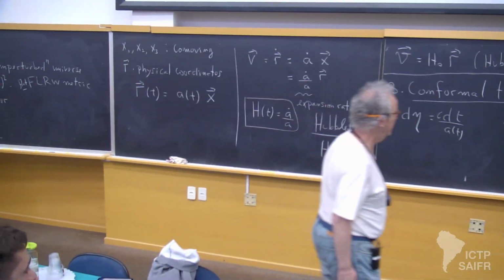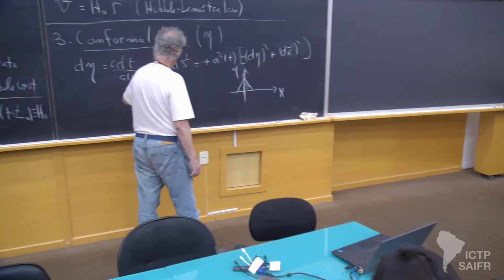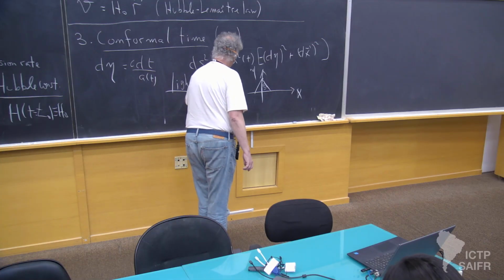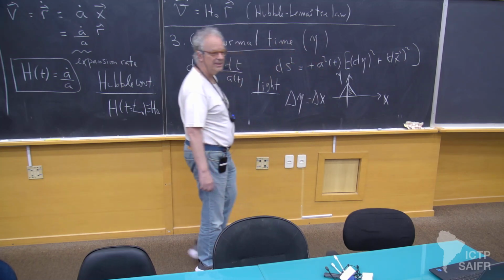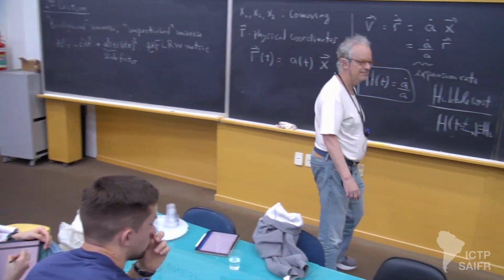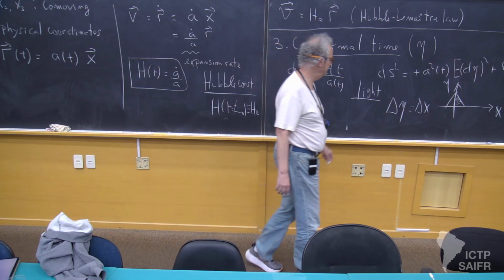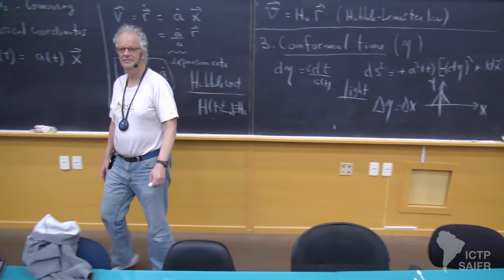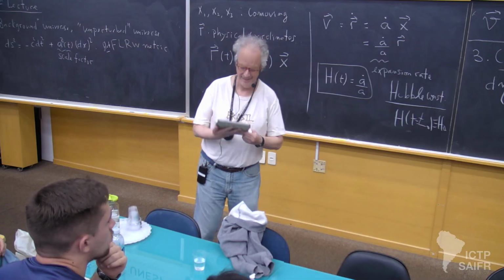And also, what you can see from this is that for light, this is 45 degrees. So for light, the variation in conformal time is the same as the variation in comoving coordinates. Is that clear? For light, this is 0, so this has to be the same. Very good. Are we okay? All right.